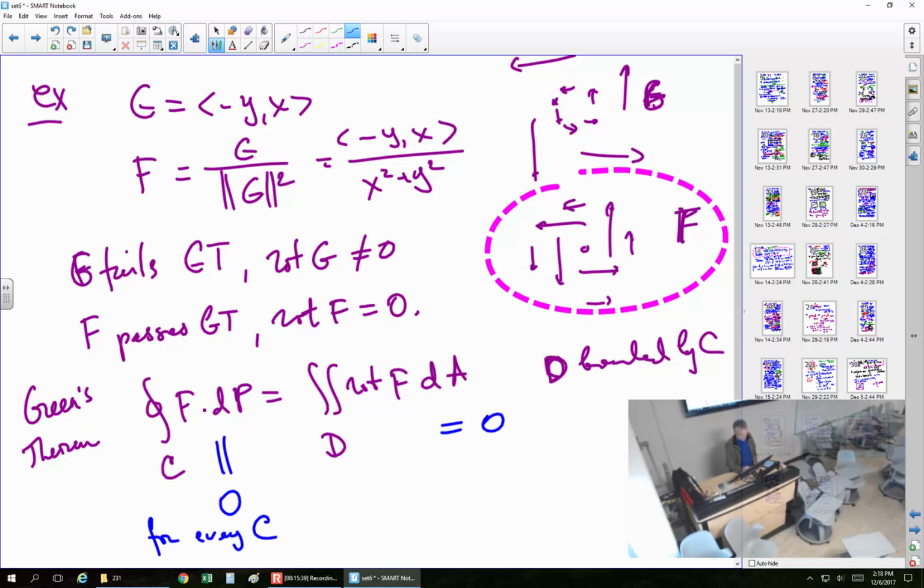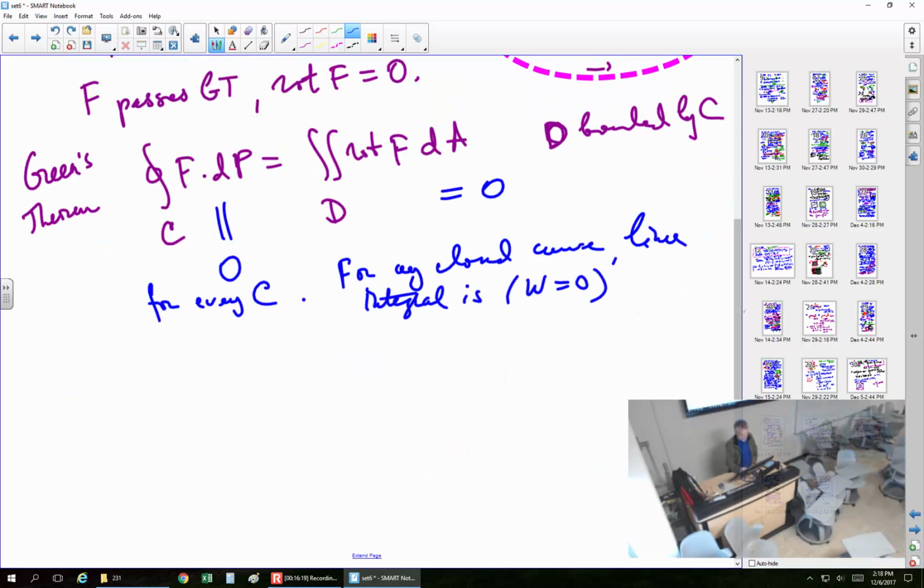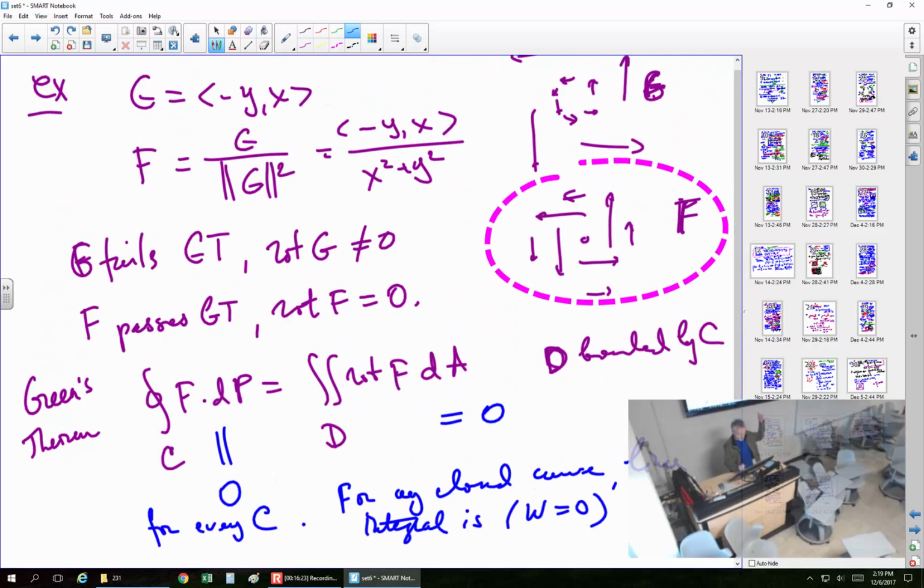In other words, the statement we would make here is that for any closed curve, the line integral of F is zero. That is simply not true. It is very easy to demonstrate why this is not true. You take that picture on the right and let me draw a path like this.